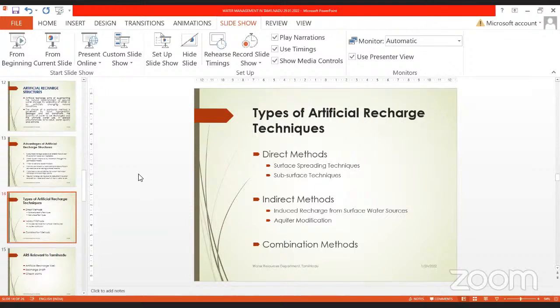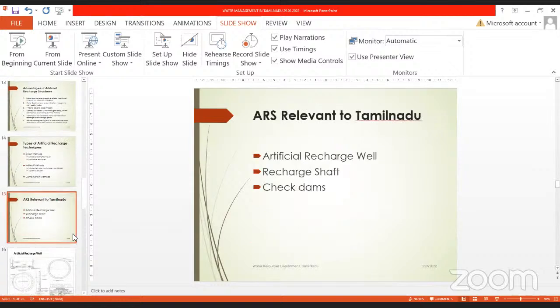There are various methods, direct, indirect, and combination methods. Let us not go deep into these things. But out of these different methods, what are the methods that might suit the geography or the topology of Tamilnadu? The artificial recharge structures that are relevant to Tamilnadu. In Tamilnadu, we go for artificial recharge wells or recharge shafts and check dams. These recharge shafts are the smaller version of the artificial recharge wells.